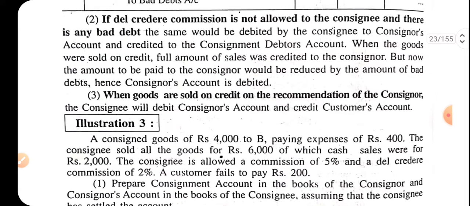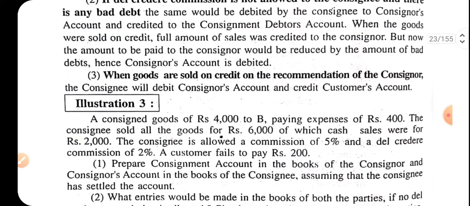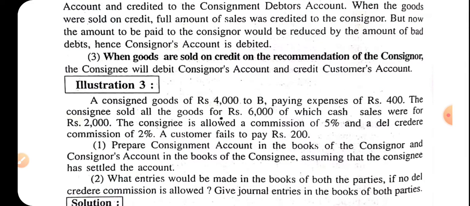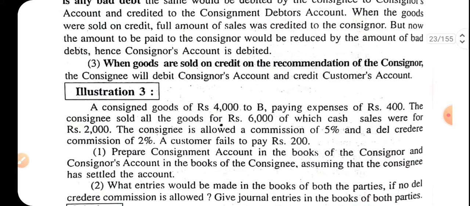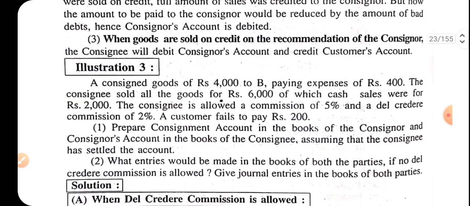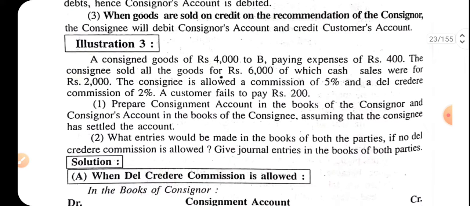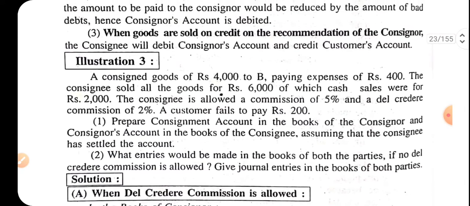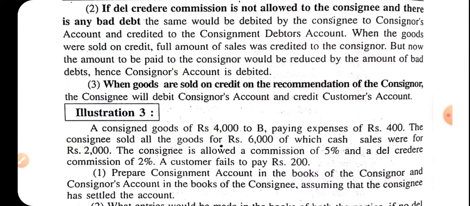credited to consignment debtor's account. When the goods were sold on credit, the full amount of sale was credited to consignor. But now the amount to be paid to the consignor would be reduced by the amount of bad debts. Hence the consignor's account is debited. When the goods are sold on the recommendation of consignor, the consignee will debit the consignor account and credit the customer's account. So these are the journal entries to be passed.